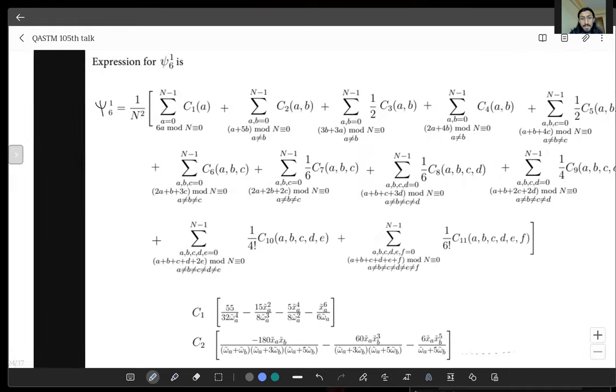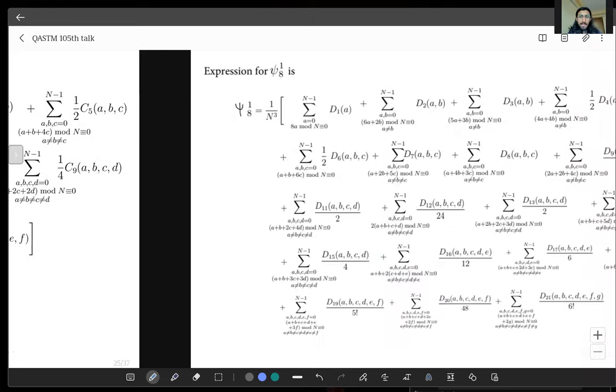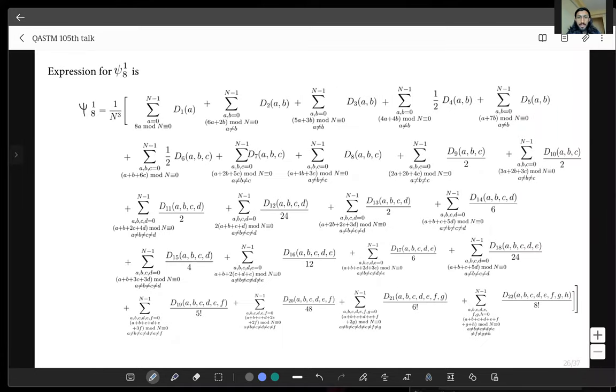Psi-6 will be this, where we have calculated in the paper, C1, C2, C3, all of them. So I've just listed C1 and C2. They are 11 of them, and since some of them are as big as this page, I've restricted writing all of them. We can check the paper if you want to see them. And similarly for the Psi-8. So Psi-8 has 22 terms. So these are the wave functions.